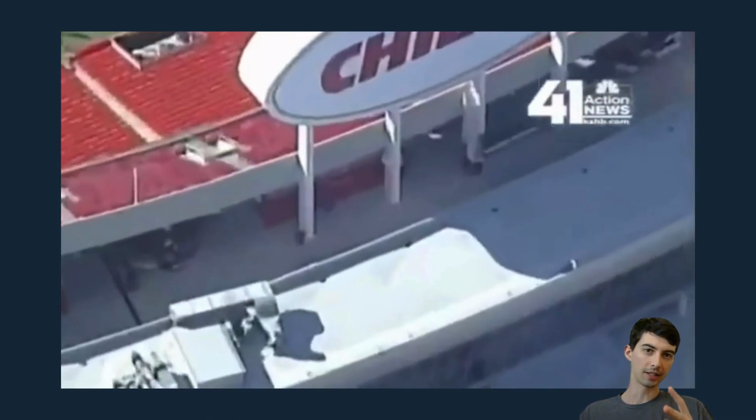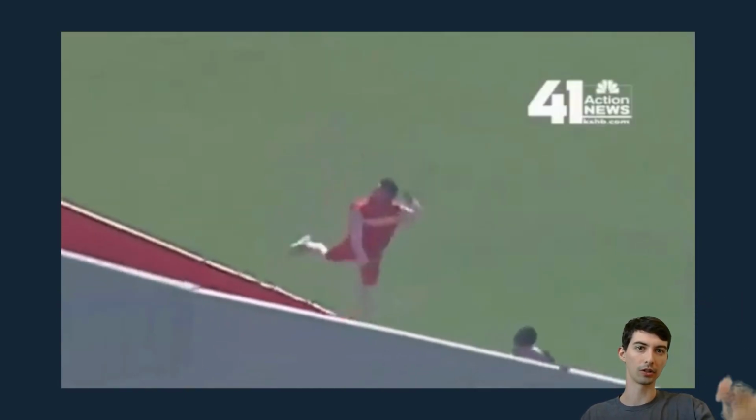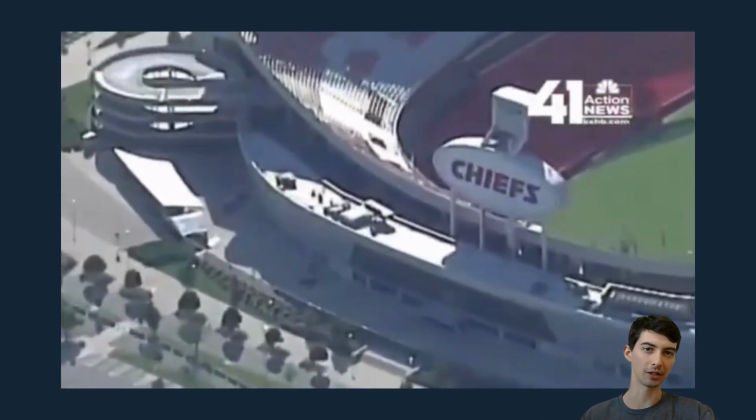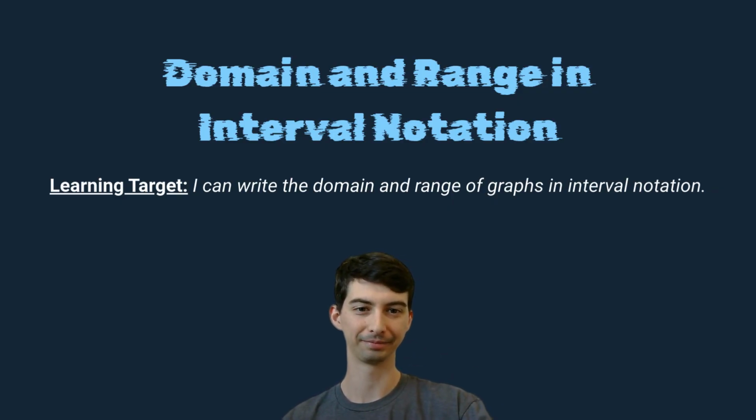And there's two things that he needs to think about whenever he's doing this. One, obviously, he has to think about how high he needs to throw it up. But two, he also has to think about how far he needs to throw it forward in order to clear the stadium. And these are two very important things for us to think about too whenever we study functions. Luckily, this video is over domain and range where we're going to study exactly that.